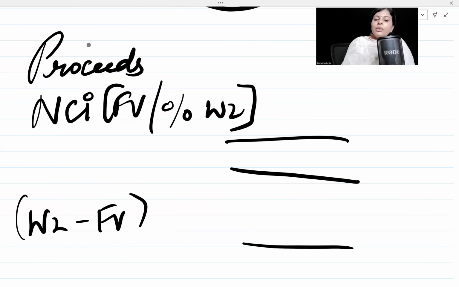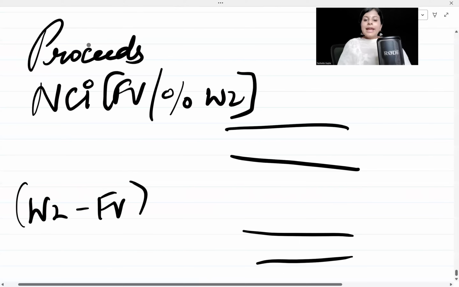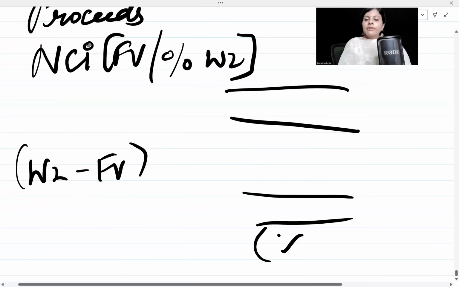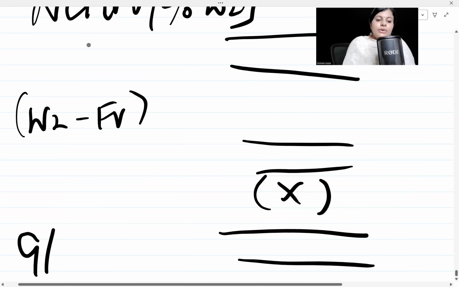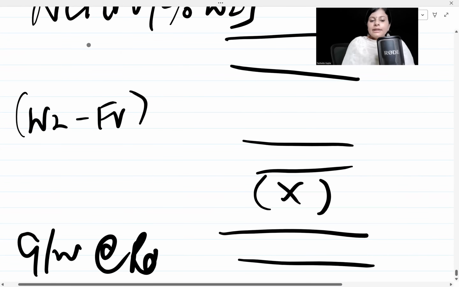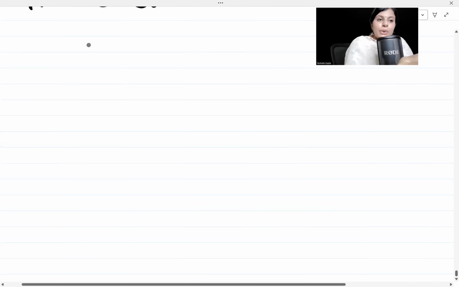Then whatever you get is your goodwill at acquisition, which is then impaired. And then whatever you get is your goodwill at reporting date. So this is your goodwill at reporting date, right? Then comes your working note number 4.